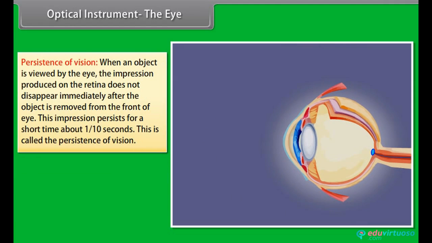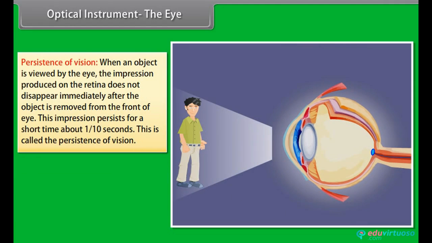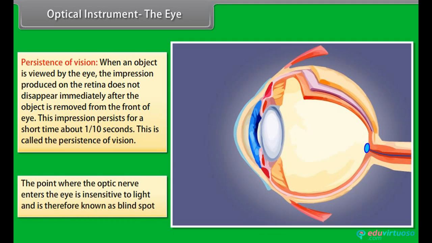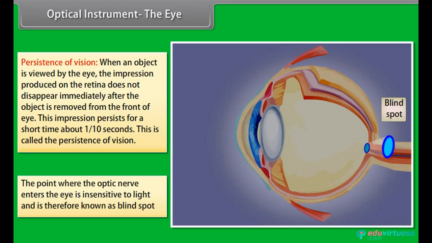Persistence of vision. When an object is viewed by the eye, the impression produced on the retina does not disappear immediately after the object is removed from the front of eye. This impression persists for a short time, about 1/10 seconds. This is called the persistence of vision. The point where the optic nerve enters the eye is insensitive to light and is therefore known as blind spot.